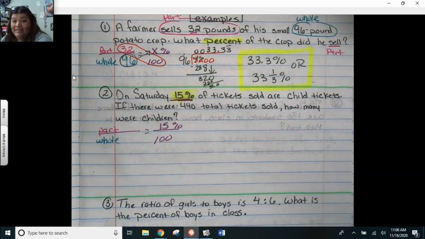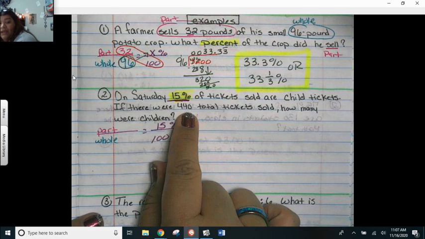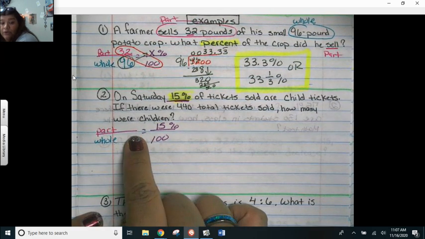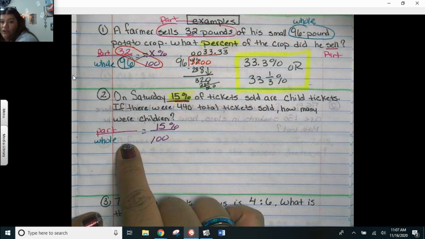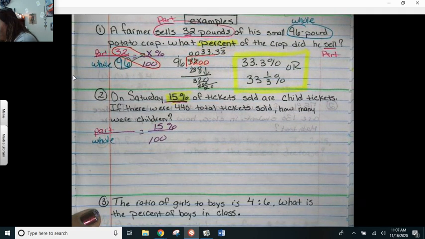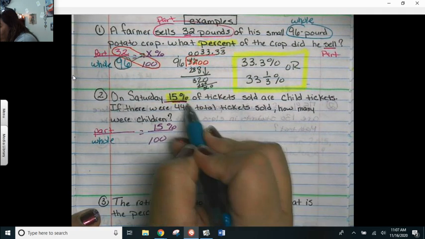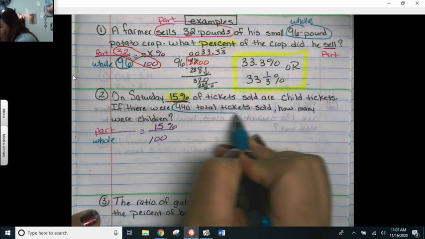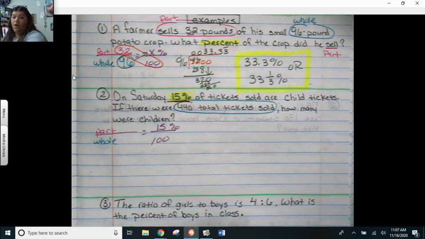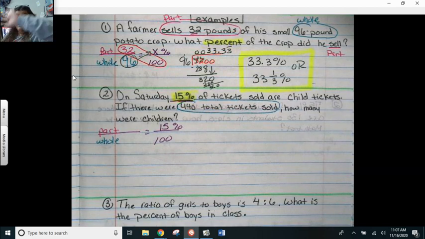On Saturday, 15% of tickets sold are child tickets. If there were 440 total tickets sold, how many were children? Okay, well, the other number I have here is this 440. Is that part of the tickets sold, or is that the whole amount of tickets sold? Can you figure it out? What does total mean? In all. So the 440 is my whole amount of tickets that I sold that day.